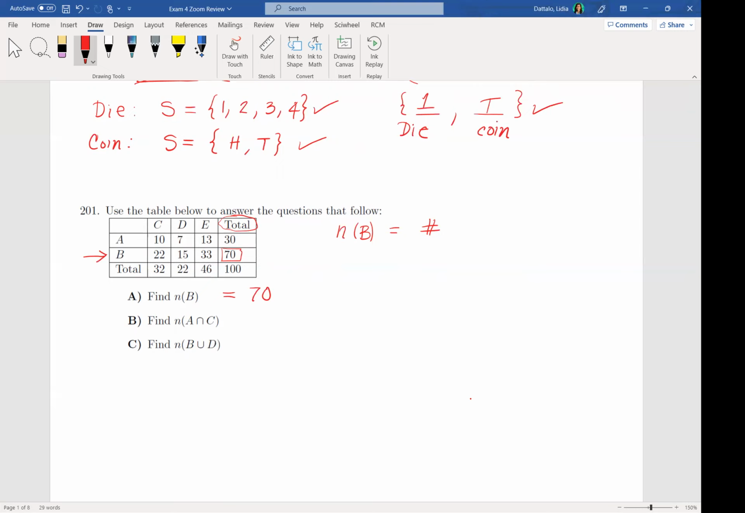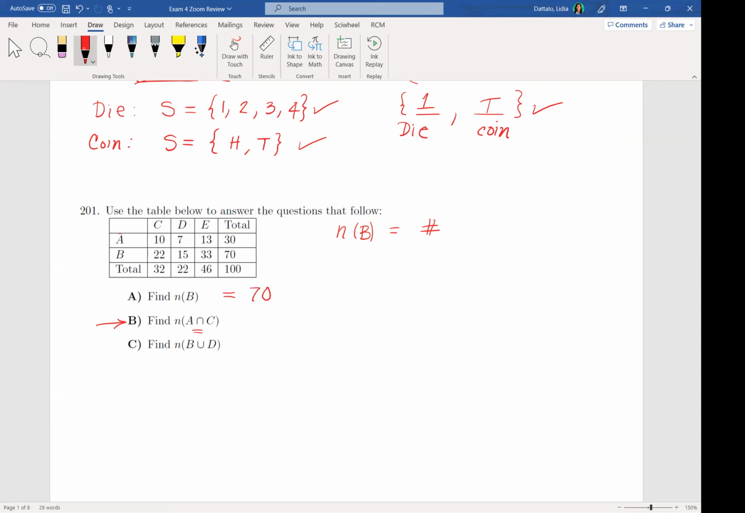And then for B, we want the number of A and C, the intersection of A and C. So what we do is let me erase all this.